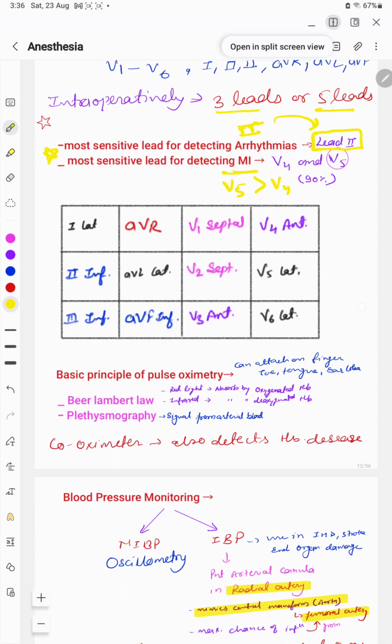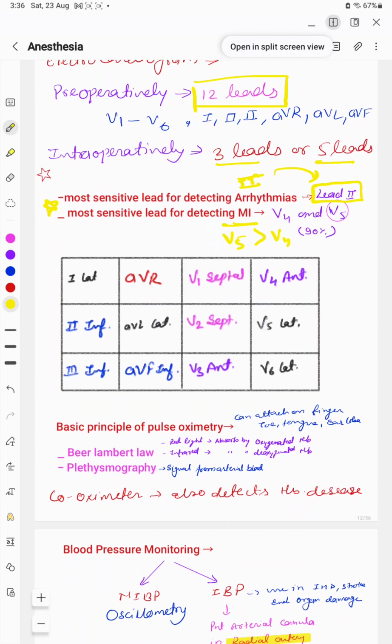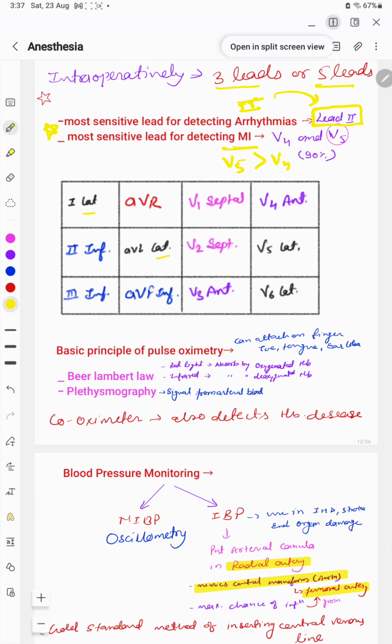Then I try to show which lead shows what. Lead 1, AVL, V5, V6 show MI in the lateral wall. Second, third and AVF show MI in the inferior wall. V1 and V2 show MI in the septum, and V3 and V4 show anterior. You will read in detail in medicine.